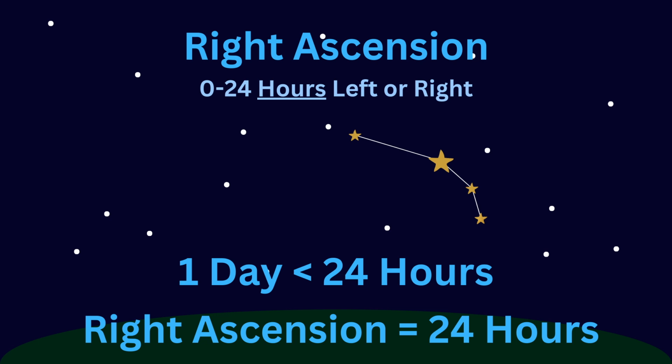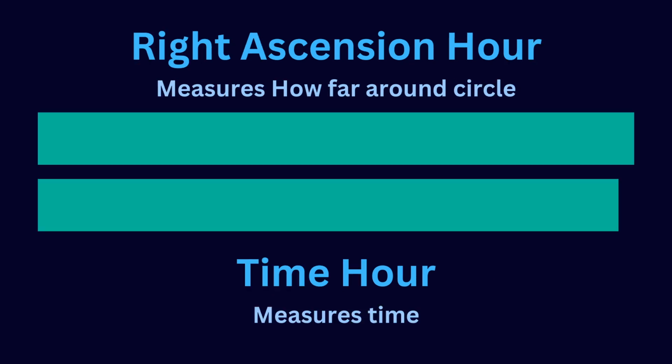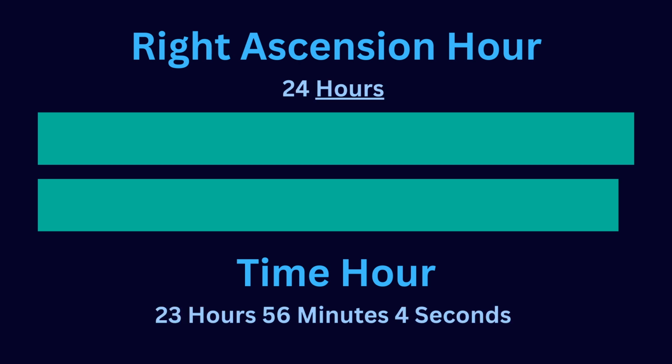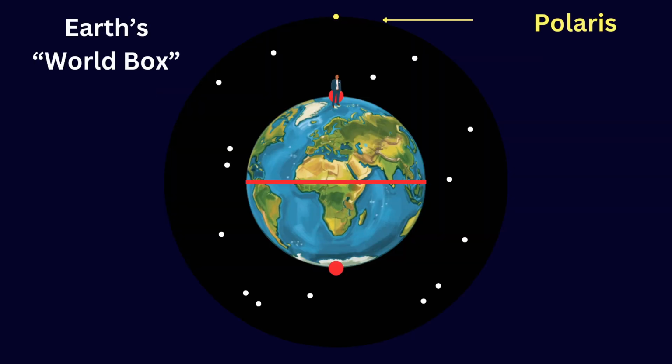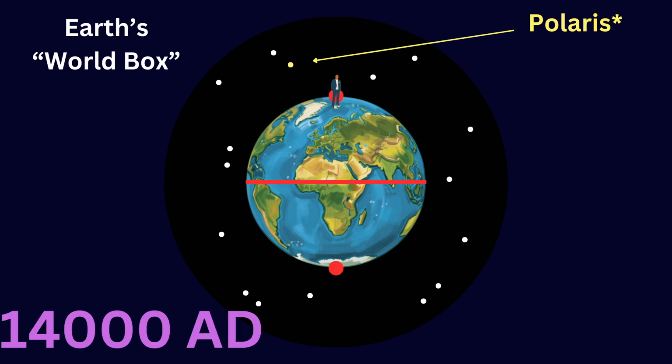The Earth rotates once per day through an entire 24-hour right ascension value. So a right ascension hour is actually slightly shorter than a human hour and measures distance across the sky more than time. Minutes and seconds behave just like fine tuners for the location around this 360-degree globe. There was an asterisk on Polaris being the pole star. It wasn't always, and won't always be.